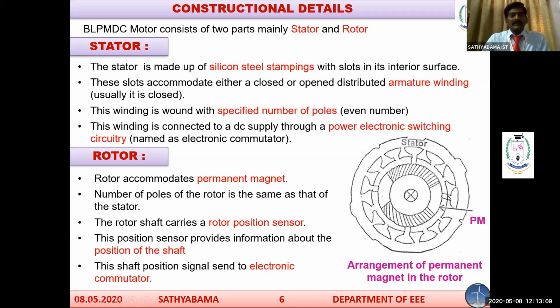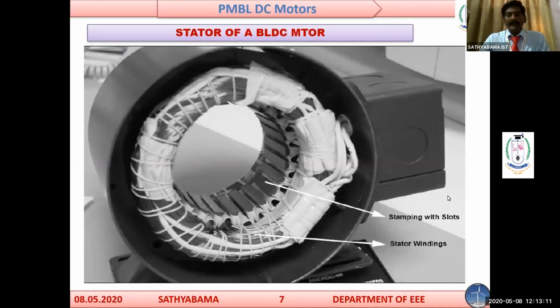This is the sectional view of the PMBL DC motor, the stator assembly. Here we can see the stator stampings with the slots, and here the armature winding is placed in the stator, and these terminals are brought out for the external connection, that is, the DC supply connections are brought out.